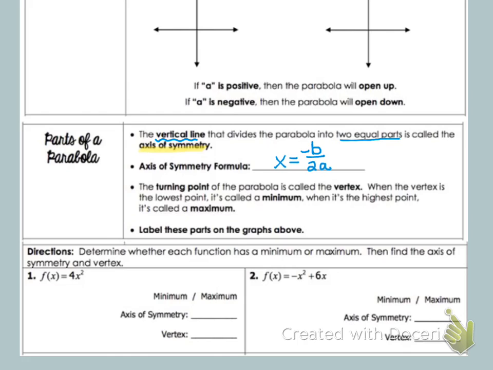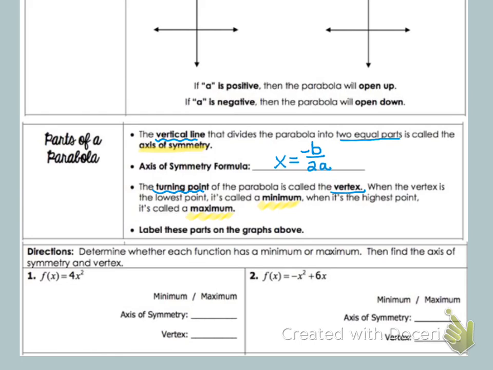Now talking about that vertex more, the turning point on the graph where that parabola changes direction is called the vertex. When the vertex is the lowest point, in other words when the parabola opens up, that's called a minimum value. It would be the maximum if it's the highest point. So if the parabola opens down, that vertex actually represents the maximum height that it gets to.